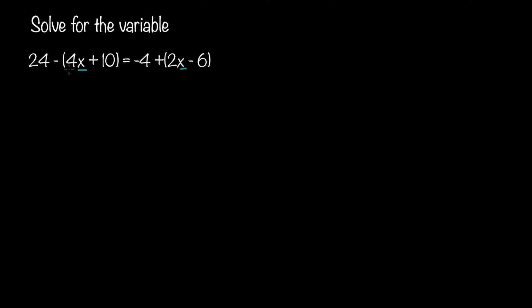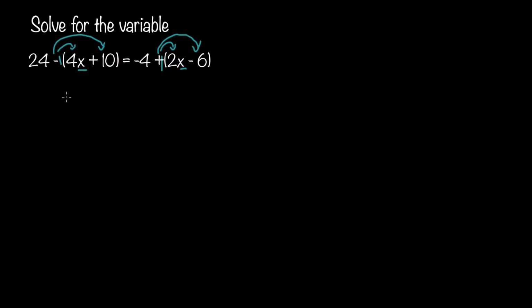Remember, a long time ago I said that we're going to use the distributive property and it's going to come in handy, and this is the situation where it's going to happen. You have to remember that there is an invisible negative 1 right here, and there's also an invisible positive 1 right here. So when we use the distributive property, we're going to distribute this negative 1 to this 4x, and this negative 1 to this positive 10. The same thing with this positive 1: we're going to distribute it to this 2x, and another positive 1 to this negative 6.